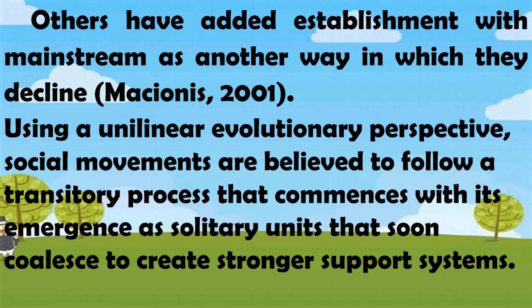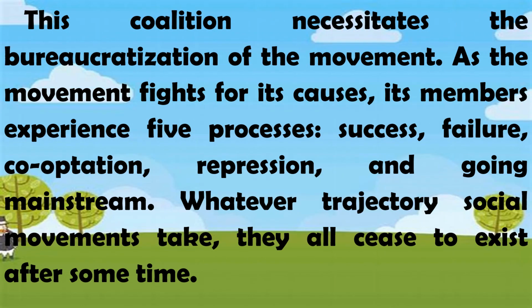Others have added establishment with mainstream as another way in which they decline. Using a unilinear evolutionary perspective, social movements are believed to follow a transitory process that commences with their emergence as solitary units that soon coalesce to create stronger support systems. This coalition necessitates the bureaucratization of the movement.